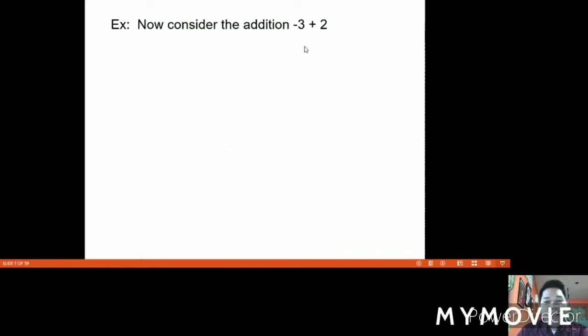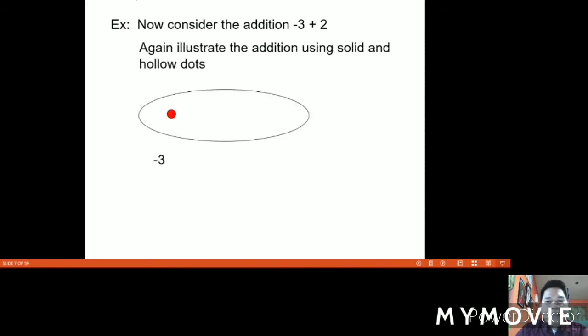Now consider the addition negative 3 plus 2. Again illustrate the addition using solid and hollow dots. So negative 3 plus 2, they are going to join each other and annul. So the remaining solid dot is negative 1.